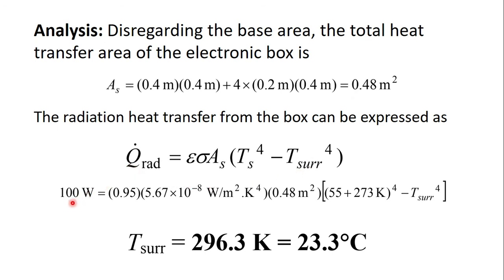The radiation heat transfer rate is given as 100 watt, the emissivity is 0.95, and the Stefan-Boltzmann constant value is given in the literature, so you can put in the values as they are. The next thing is the area, that is 0.48 meter square. Lastly, you have to convert the temperature into Kelvin, because in the Stefan-Boltzmann constant the temperature units are in Kelvin, by adding 273 to 55 degrees centigrade. After simplifying this equation, you will get the temperature of the surrounding equal to 296.3 Kelvin, or if you subtract 273 to convert into degrees centigrade, you will get 23.3 degrees centigrade.